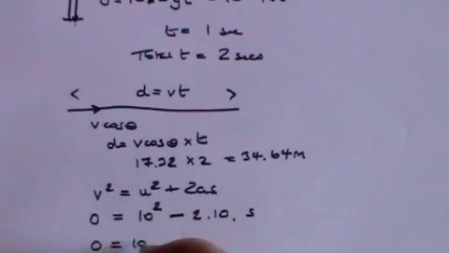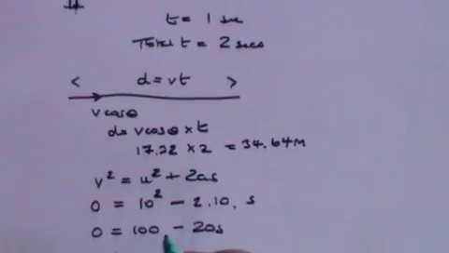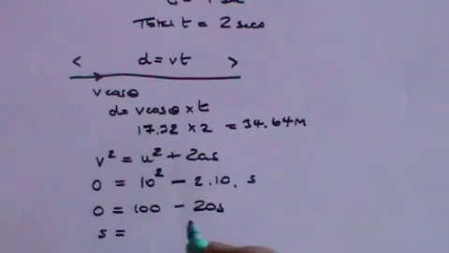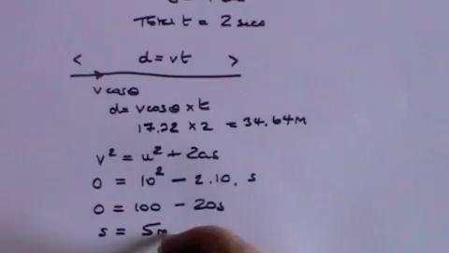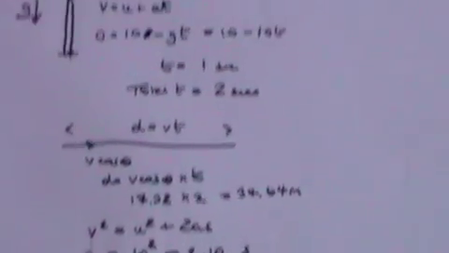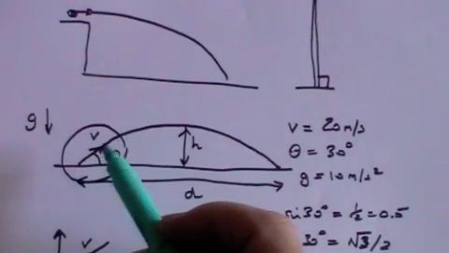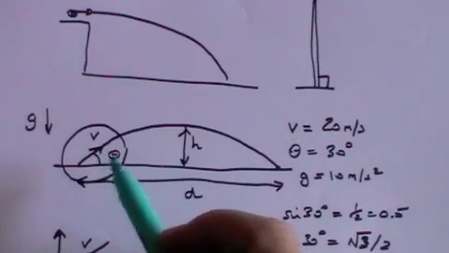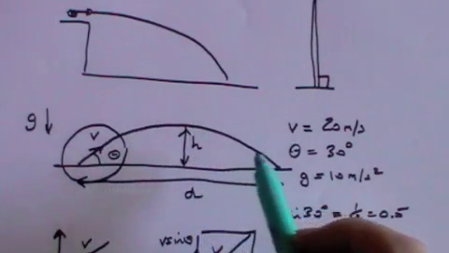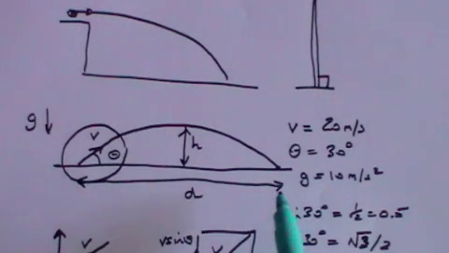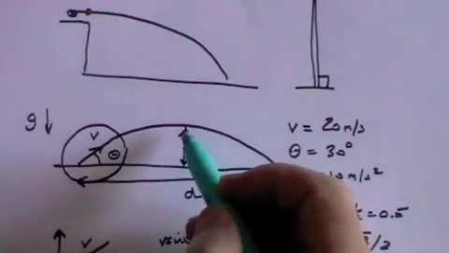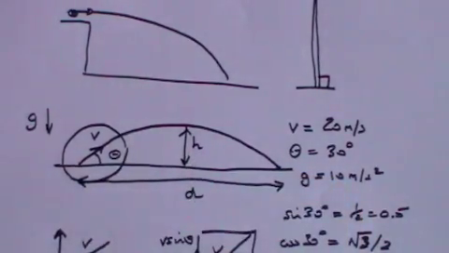So now you've got 0 equals 100, that's 10 squared, minus 20s, and that will tell you that s, which is the maximum height, is 5 meters. So what this is actually telling you is that when you throw a ball at velocity 20 meters per second at an angle of 30 degrees, it will describe this trajectory. The total range we calculated at 34.64 meters, and the total height we calculated at 5 meters.